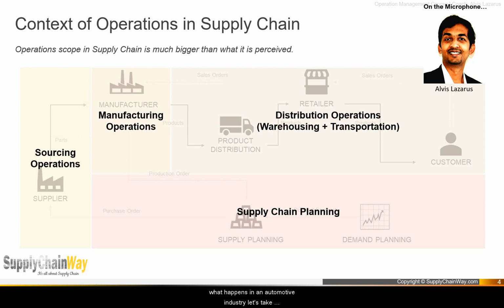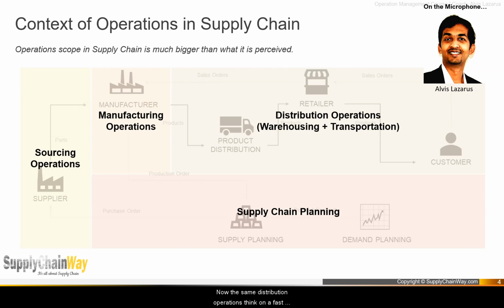So what happens in the automotive industry? Let's take car manufacturing. Once the car is ready, a distribution operations role is to take that car, put it into a truck, get it to a dealer, and the customer comes and picks the car from the dealer. So basically the dealership is your point of sale.